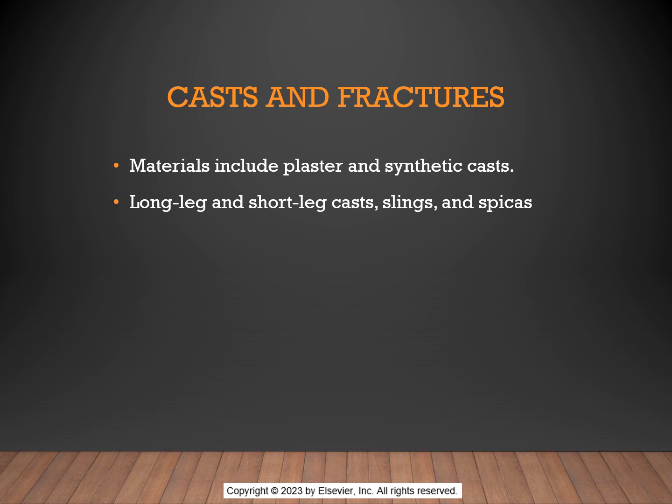There are long leg and short leg casts. These are classified by how much leg they cover. A walking cast shoe is a canvas sandal with a thick sole that fits over the bottom of the leg cast. This shoe could be used once the patient is allowed to bear weight. When an arm cast is applied, a sling is often used to support the arm and provide extremity elevation. A spica cast will cover the trunk of the body and one or two extremities.